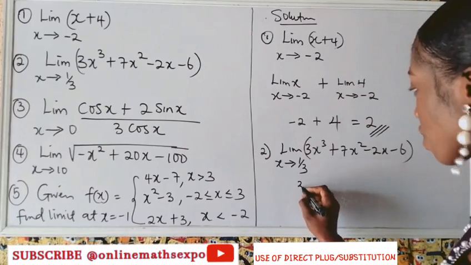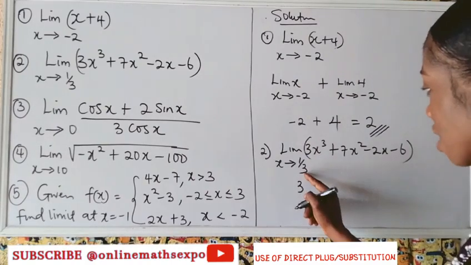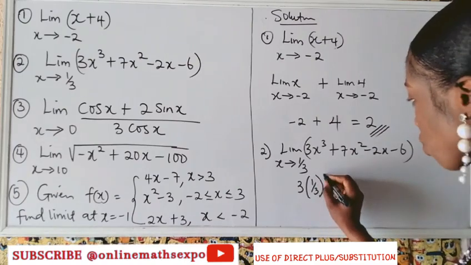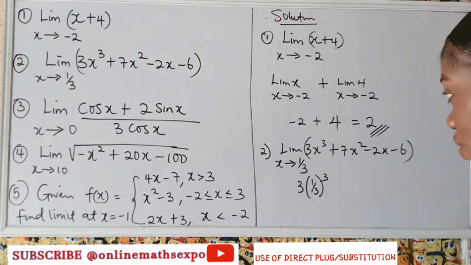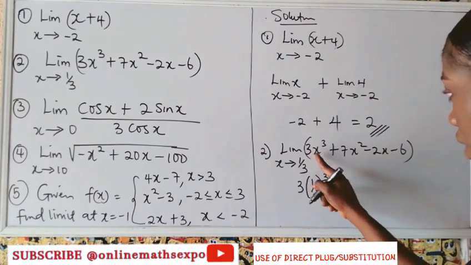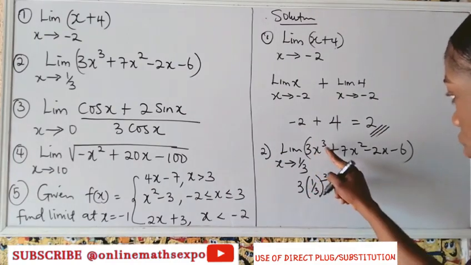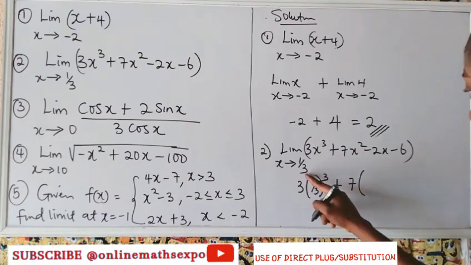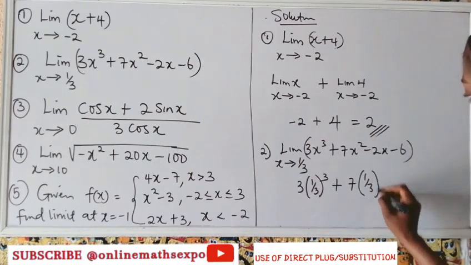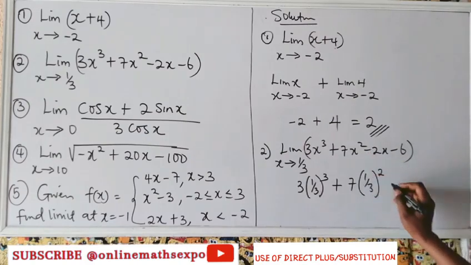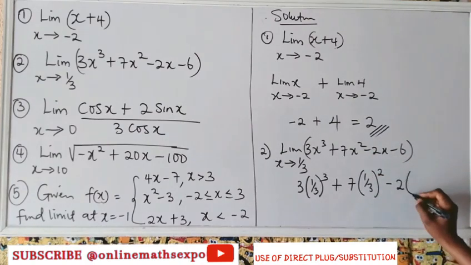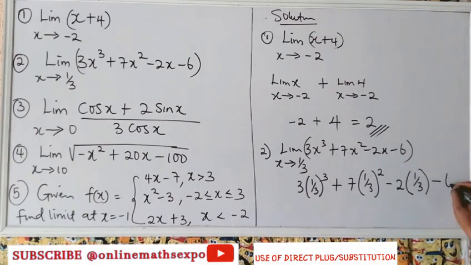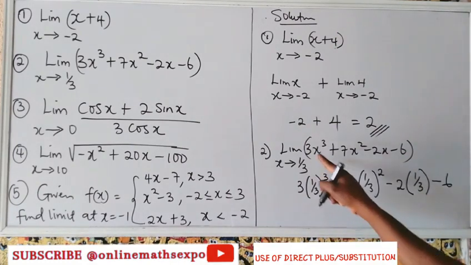That will give us 3, our x is 1 over 3. So we have 3 into 1 over 3 raised to the power of 3. I hope you see that. 3, our x is 1 over 3, then raised to the power of 3, plus 7 into our x, which is 1 over 3, raised to the power of 2. Then minus 2 into our x, which is 1 over 3. Then minus 6. I hope it's clear.